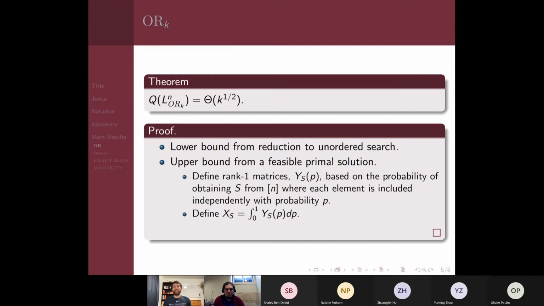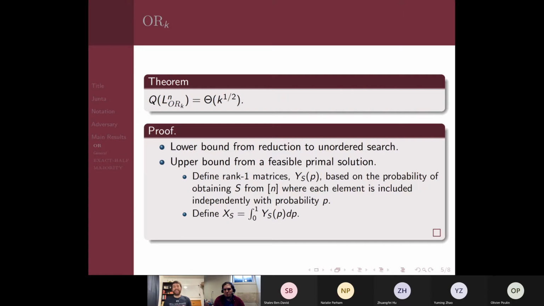So the way that he does this is he defines these rank 1 matrices Y_S of p. And p is just some probability. It ranges between 0 and 1. And as you see in the second bullet right there, we're going to end up taking the integral from 0 to 1 over all of these p. But this Y_S of p depends on the probability of picking a specific subset of size whatever the size of S is. So it's just p to the size of S times 1 minus p to the k minus size of S. It's just like a binomial distribution.